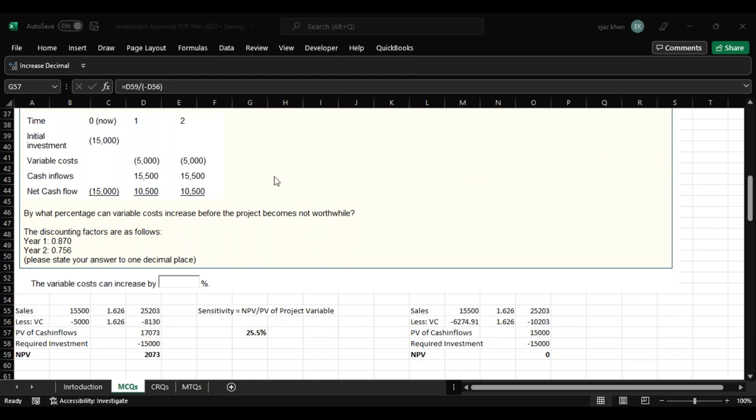Okay, can you people just calculate the sensitivity of the project towards the cash inflows, that is the sales figure? How much fall, how much decrease in percentage terms, can we afford in the sales figure?